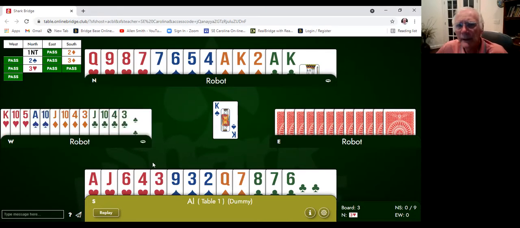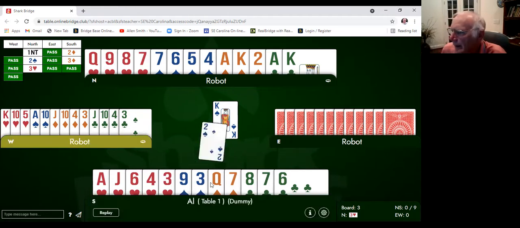Okay, so we're looking at the hand, and they're going to come right out at the very beginning and make us lose our spades. So let's see what happens. We play the 2 of spades.